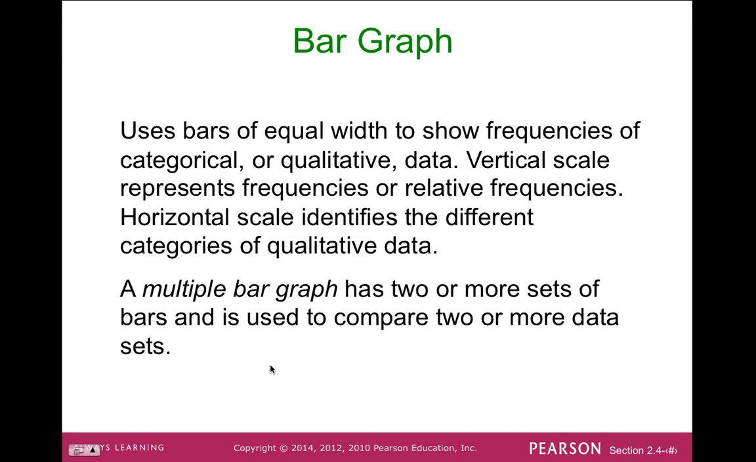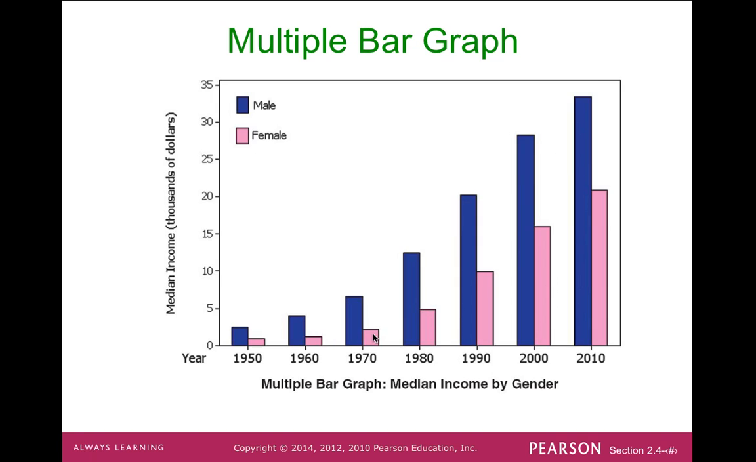There can also be a multiple bar graph, which has 2 or more sets of bars and is used to compare 2 or more data sets. So let's look at an example of that. So here's a multiple bar graph. Here we're looking at median income by gender. You'll see that there's 2 different sets of data because they're comparing data from males to data from females. You'll notice along the horizontal axis that we have the years, so they're comparing this over time.